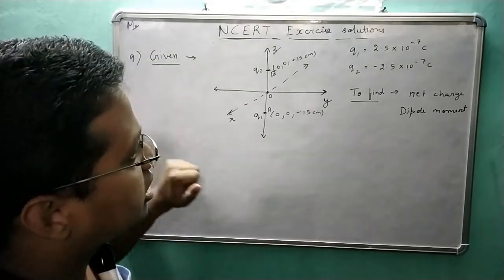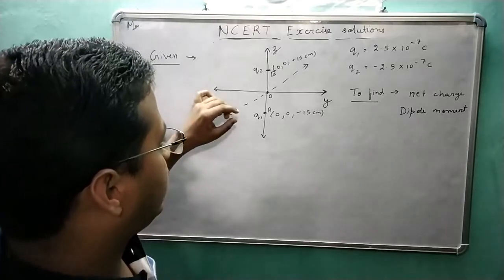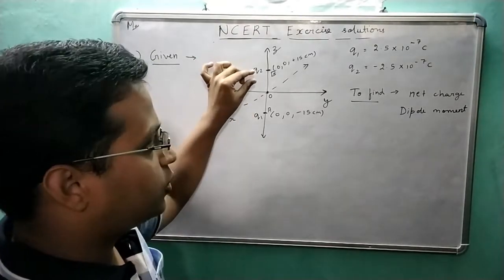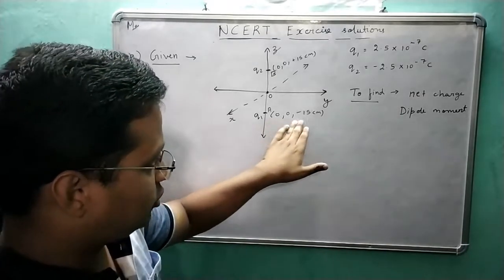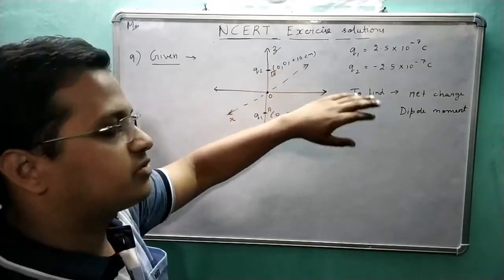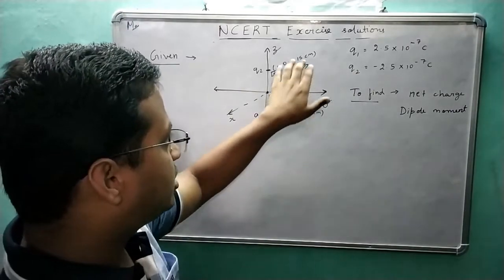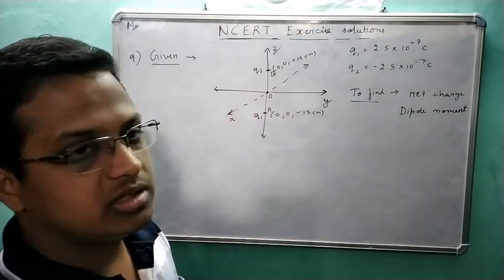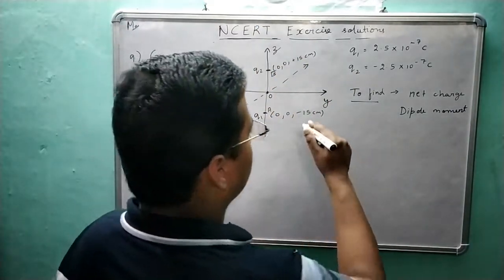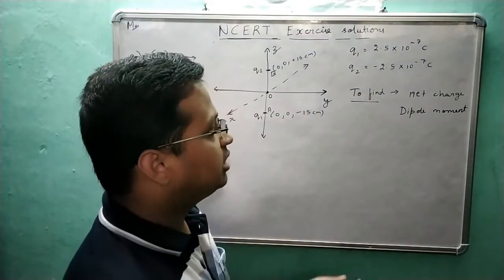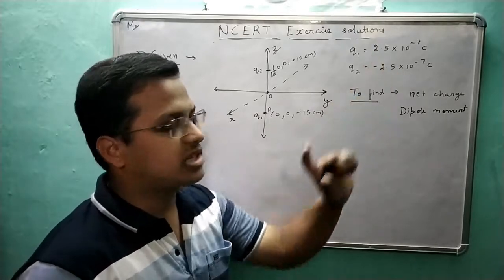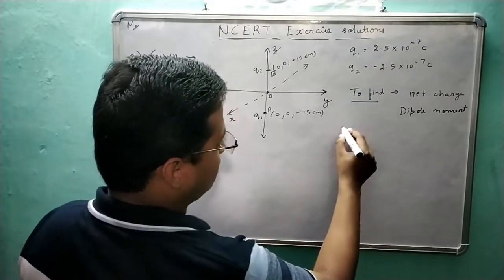In the next question it is given that we have two charges Q1 and Q2, or QA and QB, which are placed at (0, 0, minus 15) and (0, 0, plus 15). These coordinates are why I have placed them on the z-axis. Now the value of Q1 is 2.5 into 10 to the power minus 7 and Q2 is minus of the same. So we have to find the net charge.